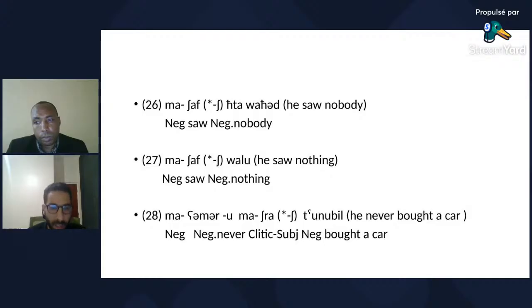Like here, we say ما شاف حتى واحد. He saw nobody. There is no not here. ما شاف والو. There is no not. ما عمرو ما شرى طنوبيل. We have ma, but there is no not, which means that it is sh which corresponds to not.